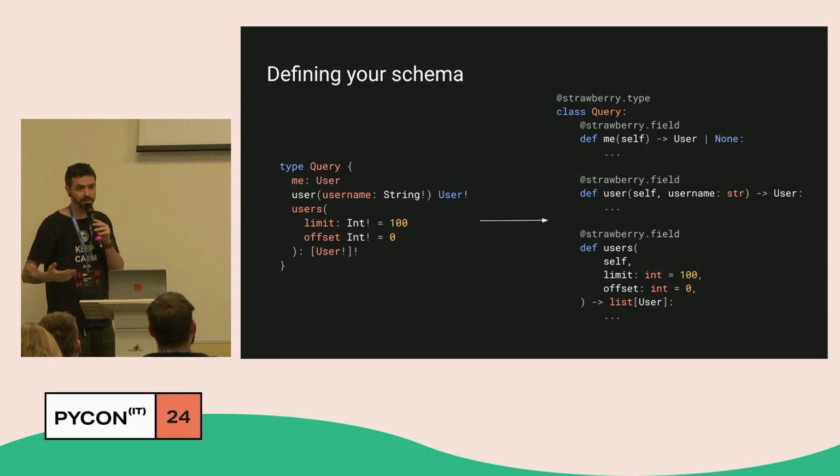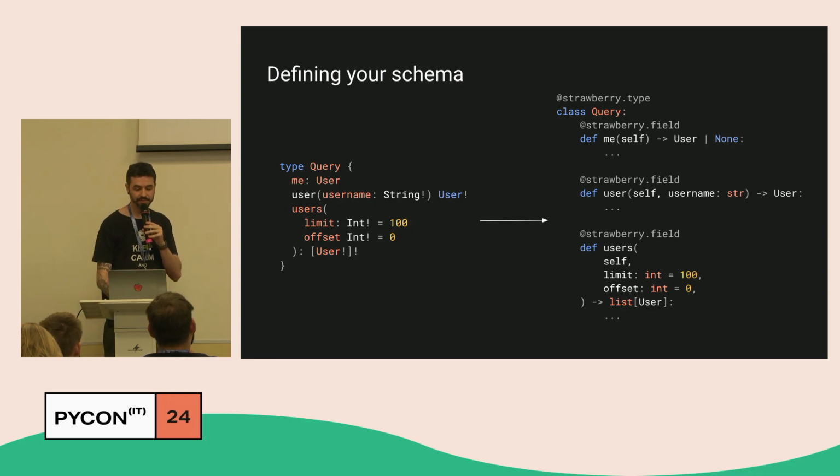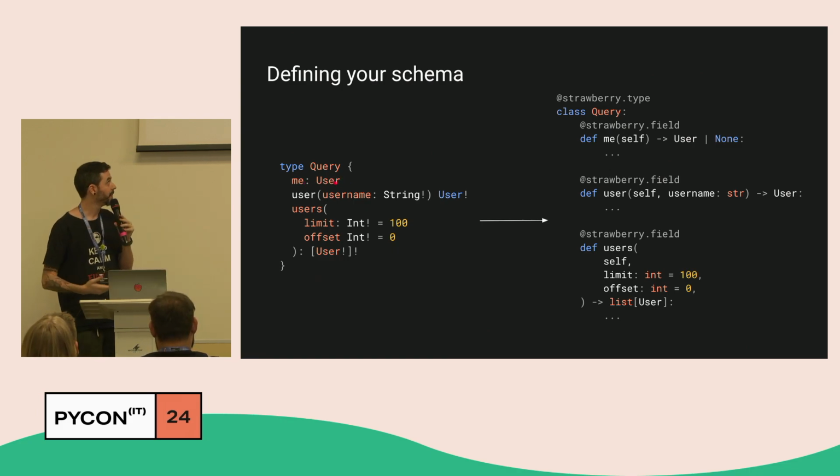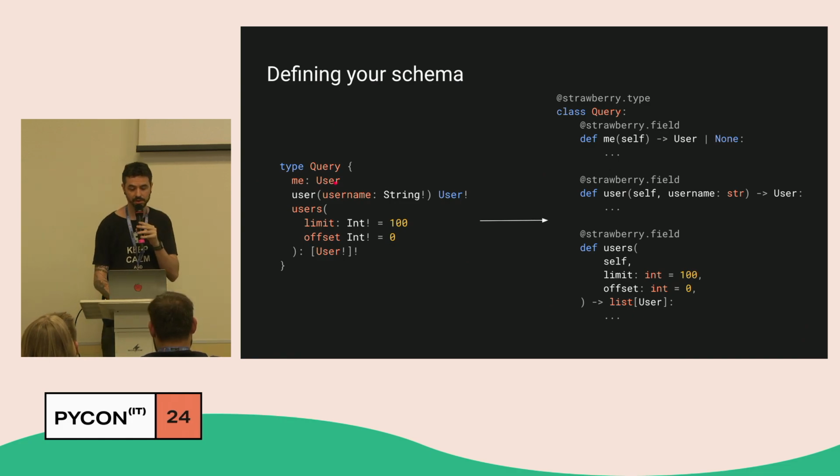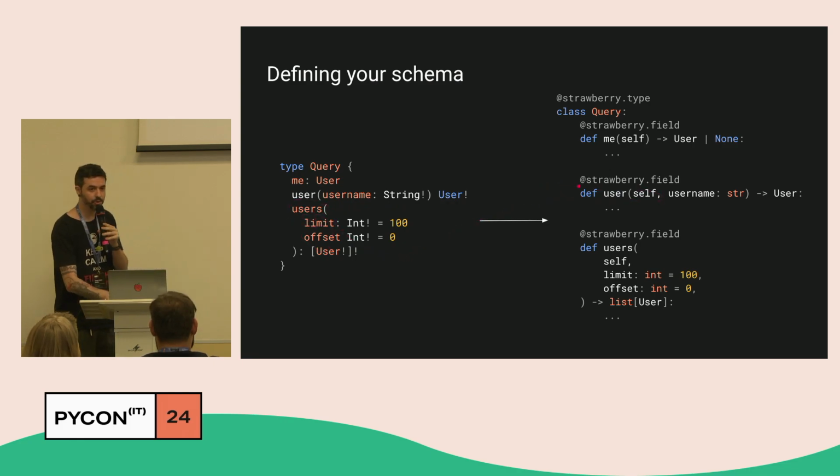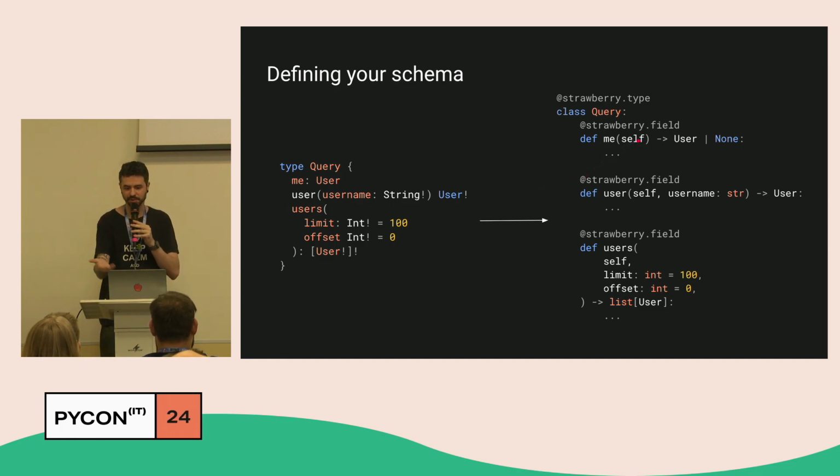The query itself, you saw the example that I gave there. Suppose that you are accessing something and the user is logged in, so me should return either your user or null in case you are not logged in. You can retrieve a user given its username, or a list of users. And those are all just translated to Python functions, in this case methods.